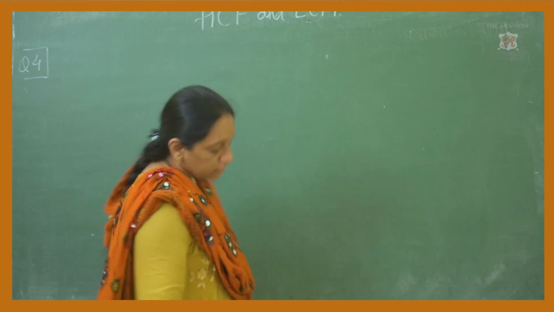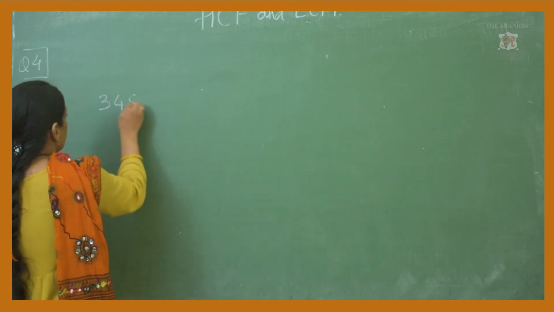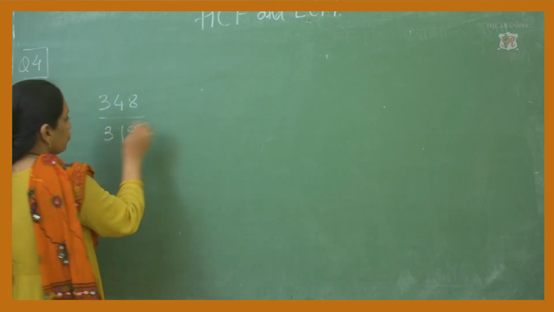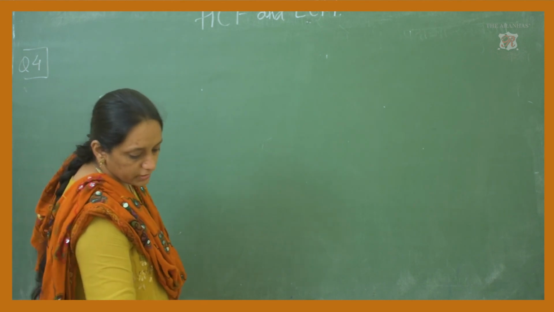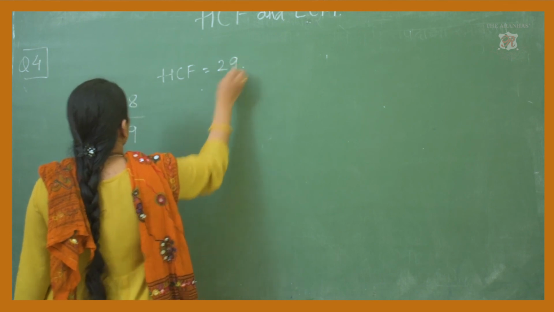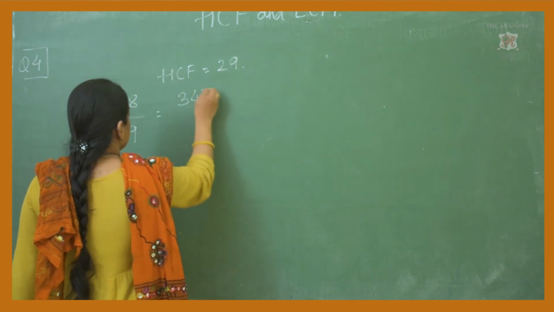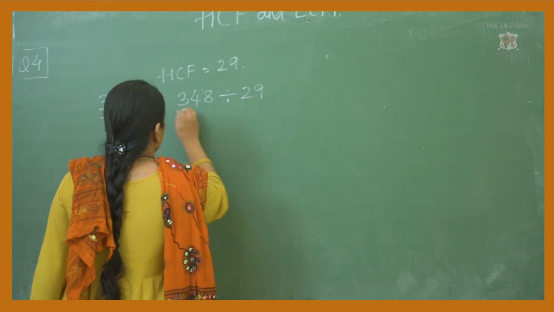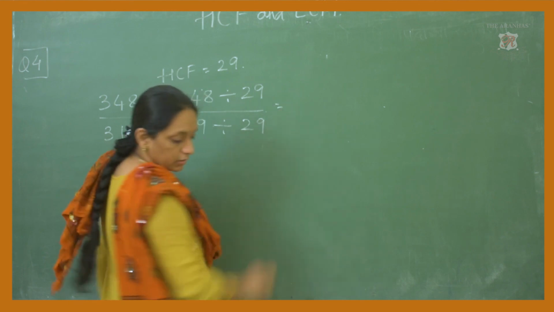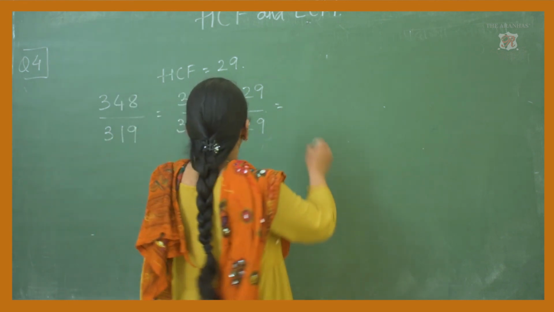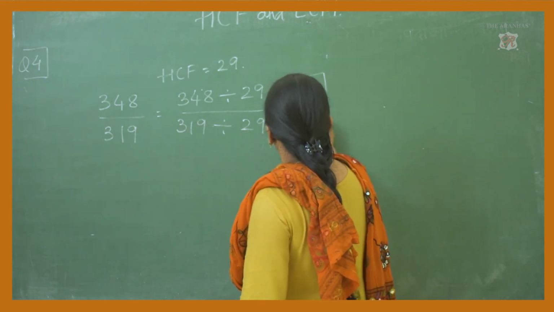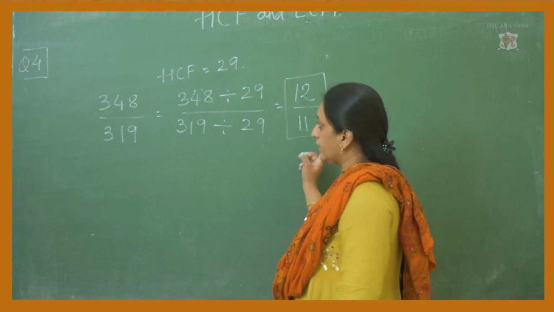Now suppose, for example, 348 upon 319. When you do the division, go on solving, you get the HCF of these two numbers as 29. So what you do to find the lowest term? You divide both these numbers by 29, and then you get the lowest term, and I think you will get 12 upon 11. This will be the answer for the given question. The lowest term you will get this way.